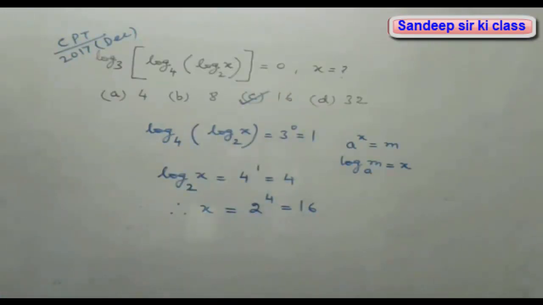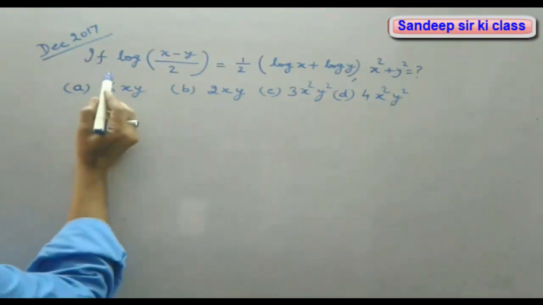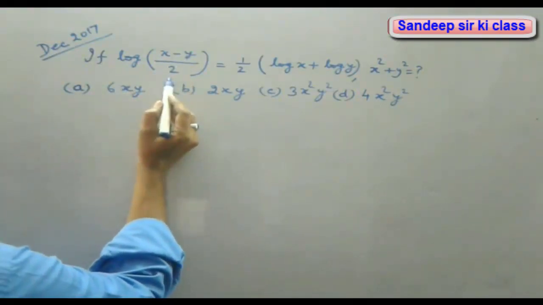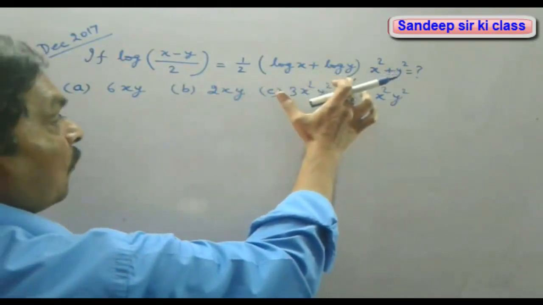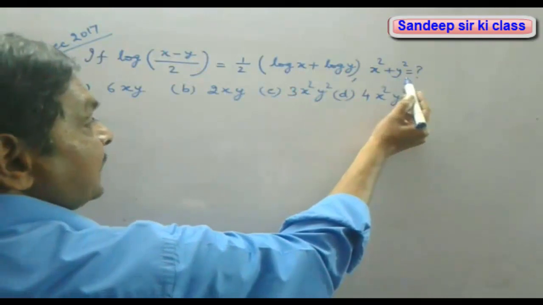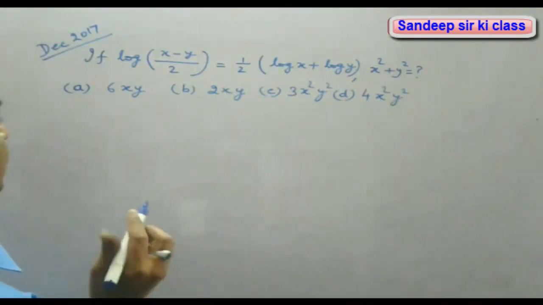Now we will see the next problem which has appeared on this topic in December 2017. Another question which appeared in the December 2017 CPT attempt is, if log (x minus y)/2 is equal to 1/2 (log x plus log y), then what is the value of x square plus y square? And these are the options given to us.